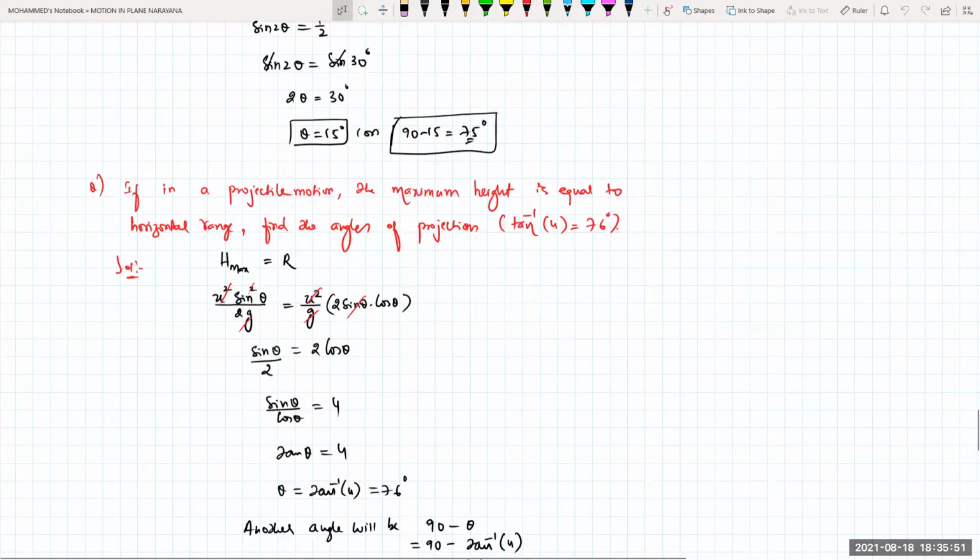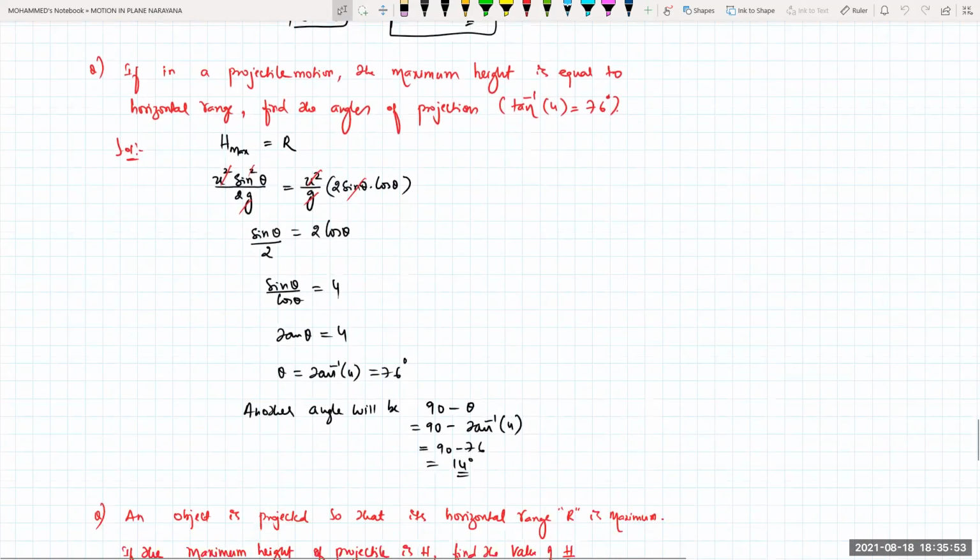90 minus 15, 75. In a projectile, the maximum height is equal to the horizontal range, so H max is equal to R. He's asking the angle of projection. The H max formula you know, u square sin square theta by 2g. The range formula also you know, u square by 2g, 2 sin theta into cos theta. U square will get cancelled, 1g and 1g get cancelled, sin square, one sin will get cancelled. So here it is sin theta by 2 is equal to 2 cos theta.